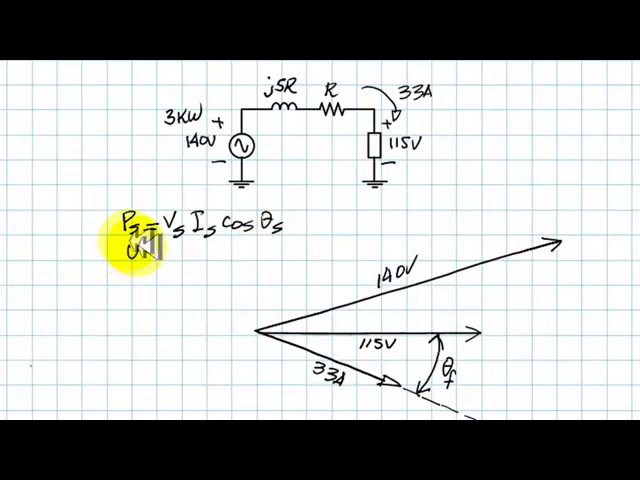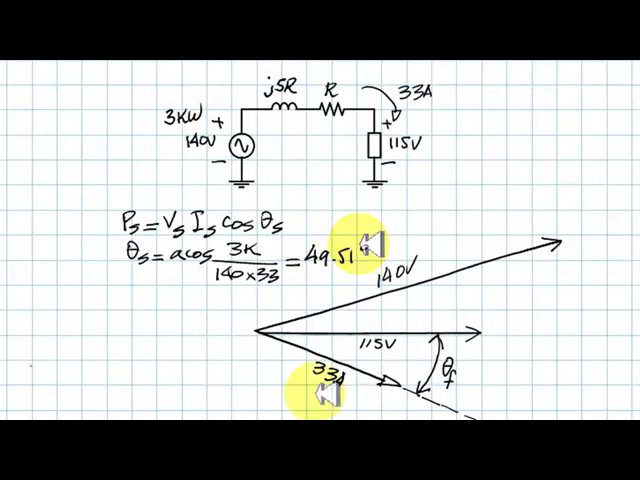Let's find that angle. Let's say theta s is the arccosine of 3000 divided by 140 multiplied by 33. That's 49.51 degrees. What angle is that? This angle, this one, between the voltage here at the source and the current, which is coming in the circuit. This is the angle theta s, which we know is 49.5 degrees.